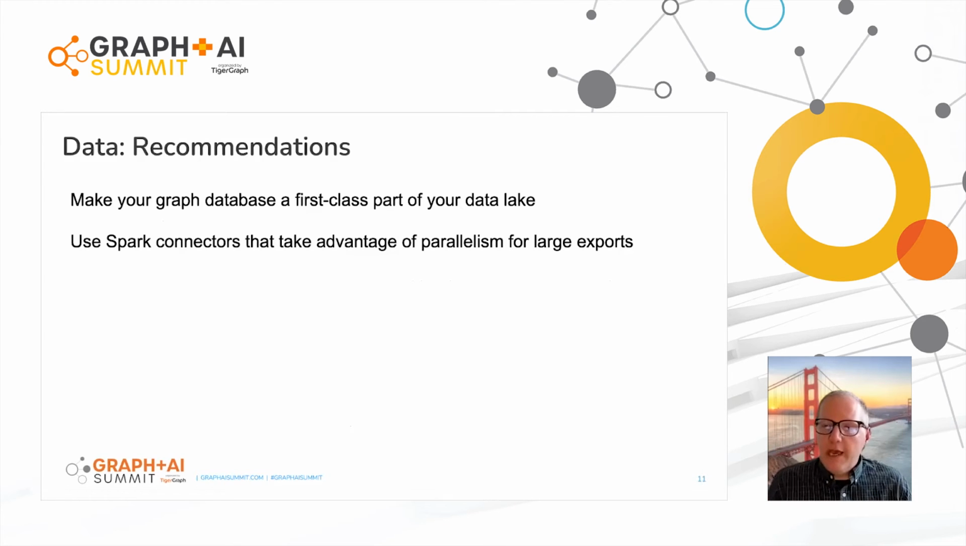So the recommendations I have here are pretty straightforward. We have to start thinking of the graph database as a first-class part of our data lake. And that means that our ETL pipelines and our analytics tools have to be able to work with the data in that graph database. And for larger data sets, when we are interacting with, say, big data tools like Spark, we have to make sure that we are configuring those properly to take advantage of parallelism, for example, exporting and preparing a large amount of data from our graph database.